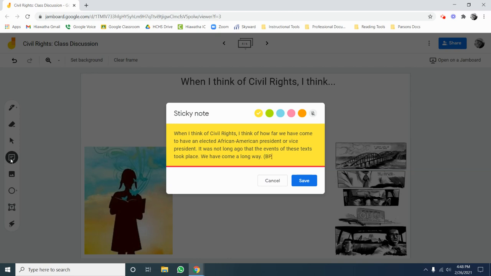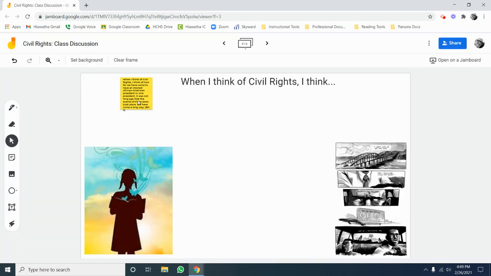I'm going to put my initials and the hour at the end. And I'm going to hit save. And as you can see, my thinking is now on the board. I can place it anywhere I want.